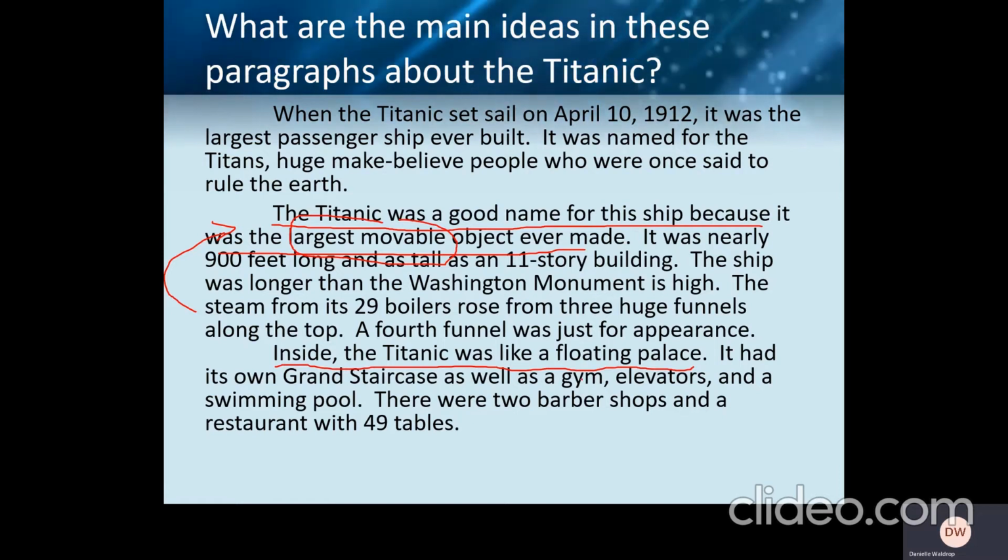And so it was like a floating palace because it had all these things. It had the grand staircase and a gym and elevators. And so these were all details that tell you why it was like a palace.